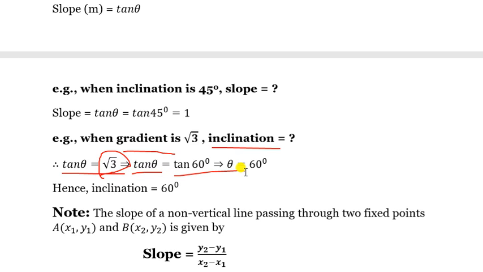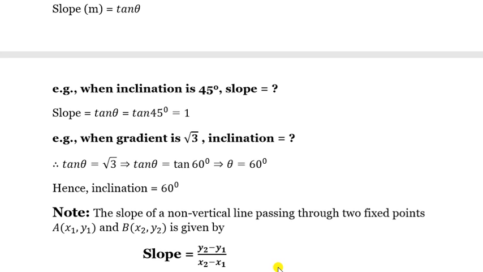That's why in the place of root 3 I wrote here tan 60 degree, because we can simplify tan theta with tan only. We cannot simplify tan theta with sin theta. So tan theta will simplify, we will get theta equals 60 degree. That means inclination will be 60 degree. So from slope also you can find out inclination, and as well you can find out slope from inclination also.